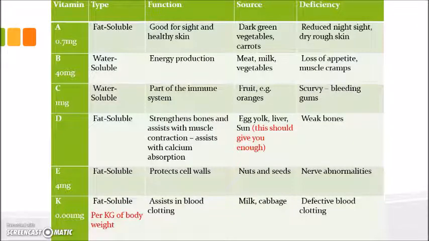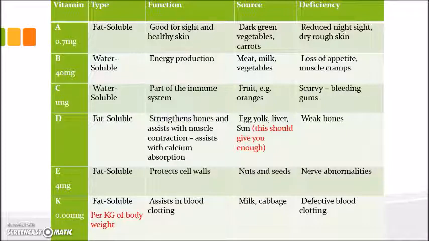Vitamins are known as a micronutrient because we don't need as much in our diet. So we have 2 different types of vitamin. We've got fat soluble and water soluble. So the fat soluble are A, D, E, and K, whereas the water soluble are B and C. The fat soluble are stored in the body, in the fat tissue, whereas water soluble vitamins can get excreted within the urine.